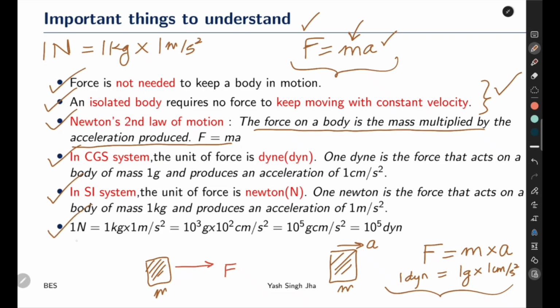It is as follows. 1 Newton is 1 kg times 1 meter per second square. 1 kg is in turn 10 to the power 3 grams, that is 1000 grams. 1 meter per second square is 100 centimeter per second square or 10 to the power 2 centimeter per second square, which gives us 10 to the power 5 gram centimeter per second square or 10 to the power 5 dyne. So 1 Newton is 10 to the power 5 dyne.